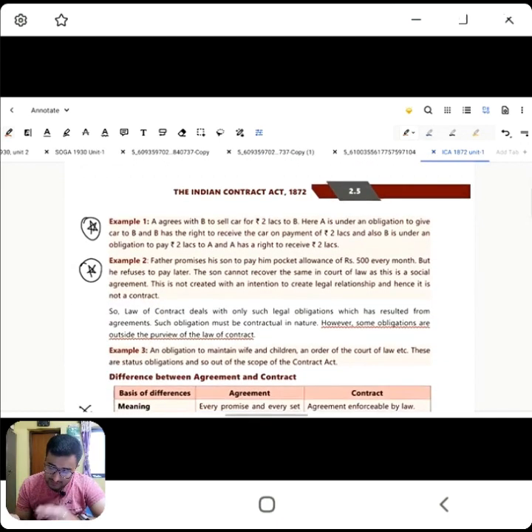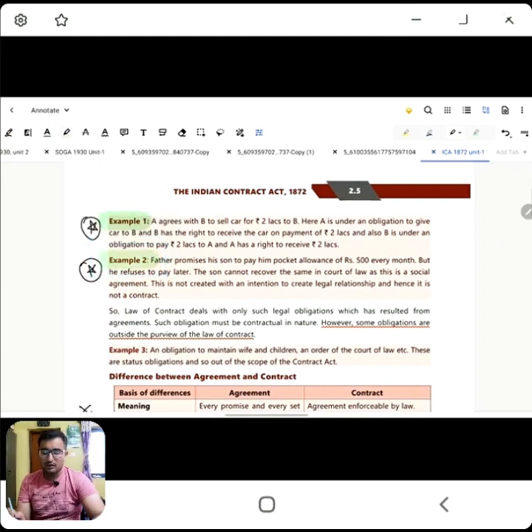You can read these two examples. I mentioned to you that not all agreements will become contracts. Some agreements may become contracts, some may not. What is that missing element? Legal enforceability. The agreements that do not have legal enforceability in them are called social agreements.